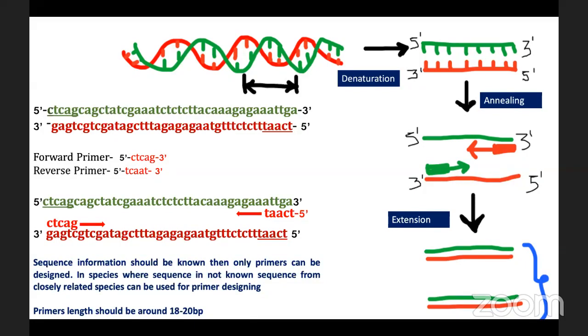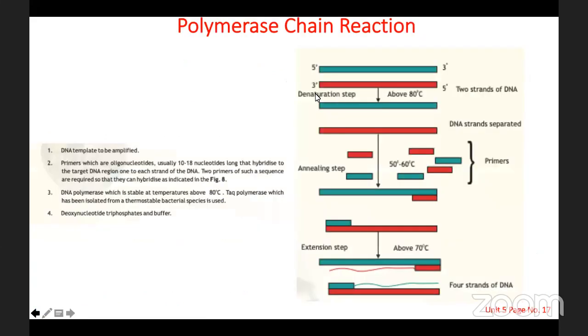And in the previous slide from that book also, you can see it is written that in the denaturation step at 80 degrees centigrade you are denaturing your DNA. Normally we do it at 94 degrees centigrade.